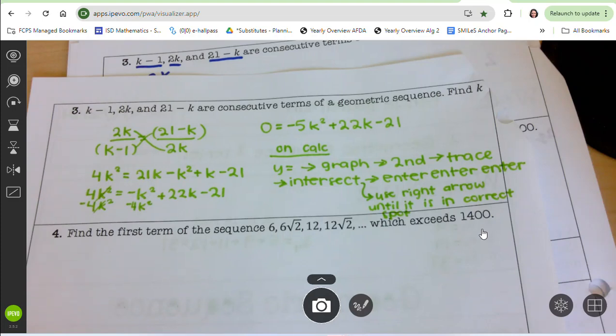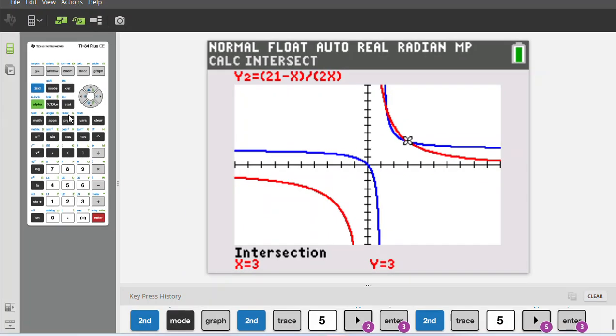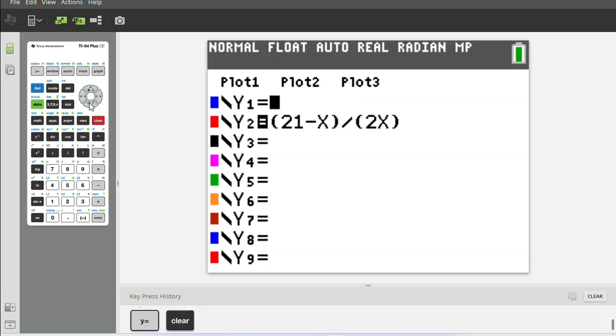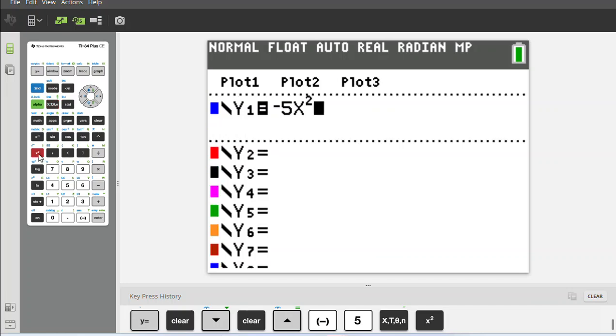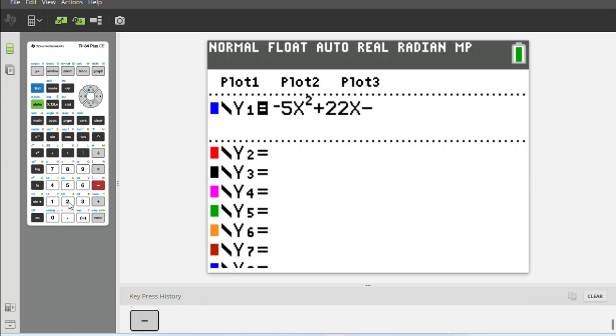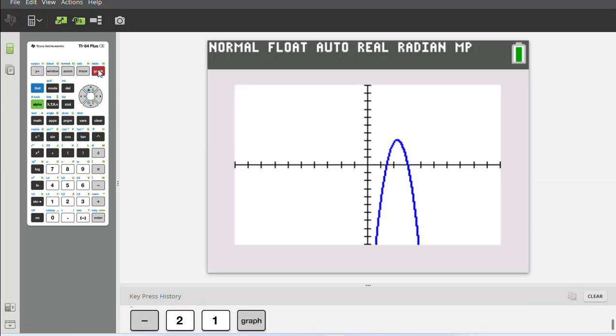So in my y equals, I'm going to put this one. And I'm going to clear out these others. All right, so you've got negative 5x squared, and then plus 22x, and minus 21. All right, do you see the graph? It's totally different, right? Okay, that's because we put them together into one equation.